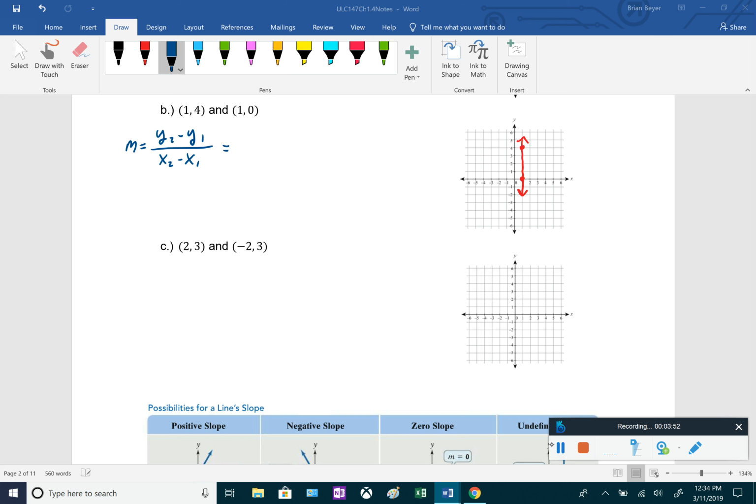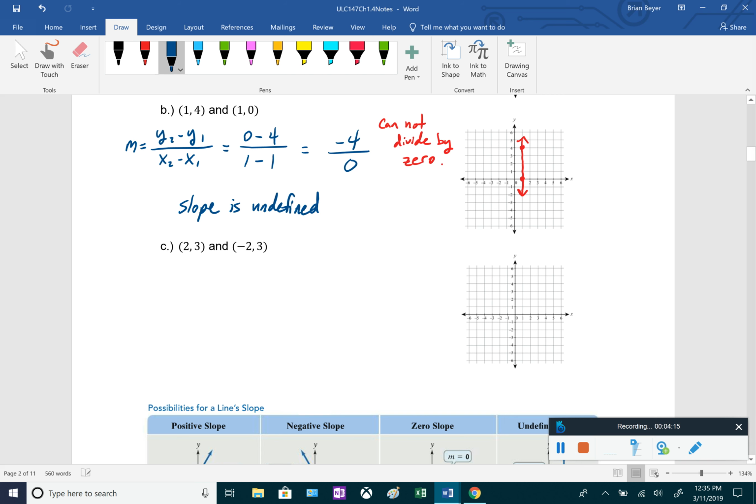So difference in the y coordinates, we have 0 minus 4 divided by difference in the x coordinates, 1 minus 1. This gives us -4 over 0. So -4 over 0, we cannot divide by 0. This actually means that the slope is undefined. So -4 over 0 is not the answer. We have to make sure that we're writing that the slope is undefined. Slope does not exist for a line connecting these 2 points. So if you have a vertical line, the slope of a vertical line is undefined.